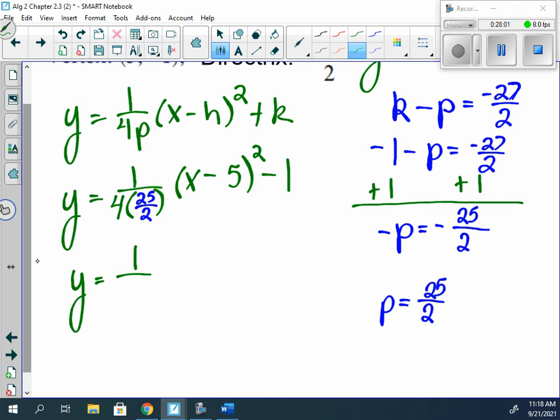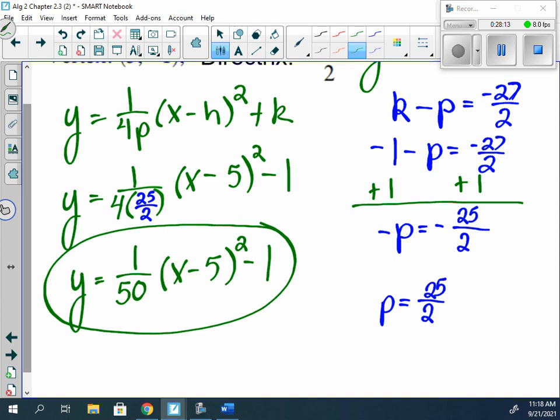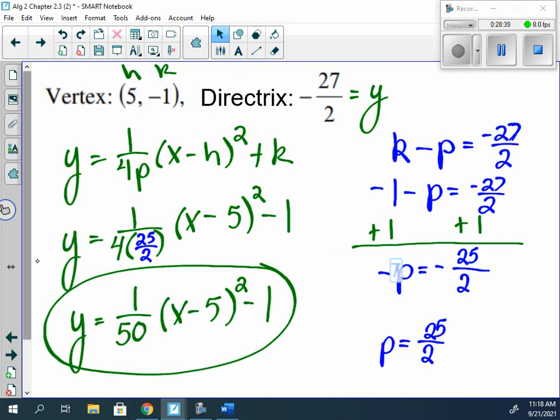So we need to do 4 times 25 over 2, which would be 1/50 times x minus 5 squared minus 1. Questions on this here? So did having the directrix really change what we did? No, except this time, instead of having h plus p or k plus p, it's just h minus p or k minus p, depending on the setup. So any questions on vertex and directrix here on this one?